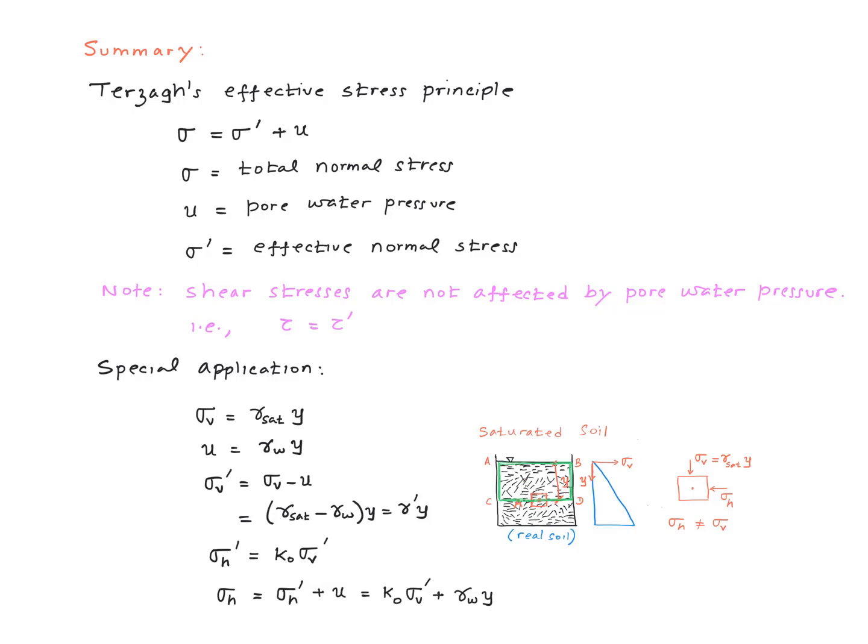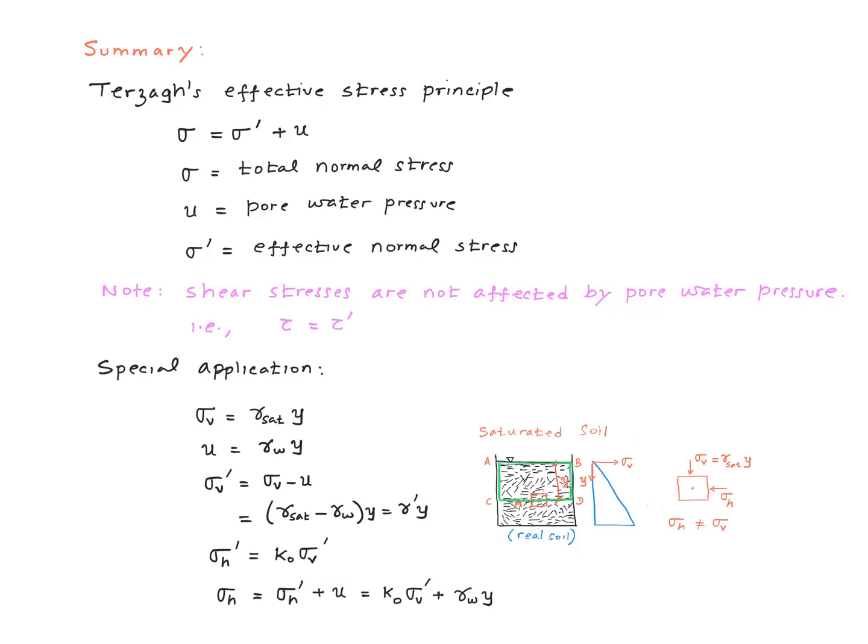For this special case, we found that sigma V, which is the total normal vertical stress at a depth y, is simply given by gamma sat times y, where gamma sat is the saturated total density or the total unit weight of the soil. U is the pore water pressure at a depth y, and that is given by gamma w times y. Sigma V prime, which is the effective stress at that point, is simply given by sigma V minus U. And that works out to be gamma prime times y, where gamma prime is the buoyant density or submerged density of the soil.